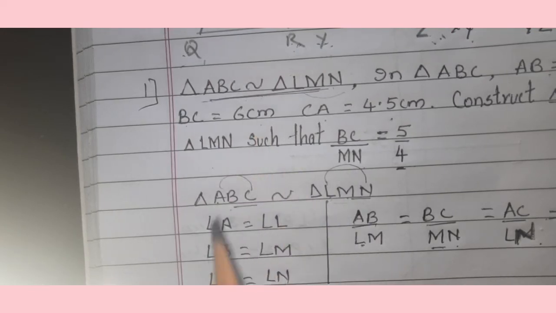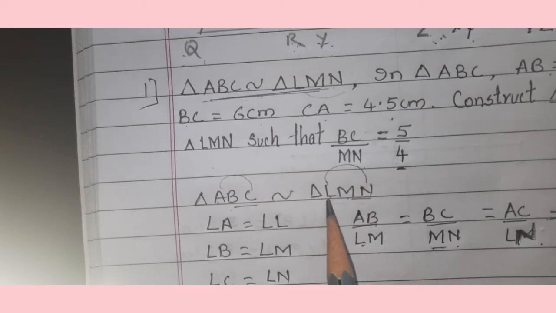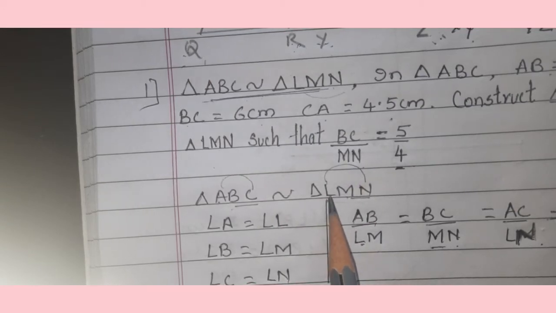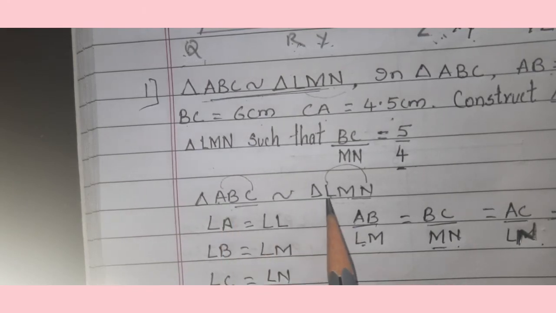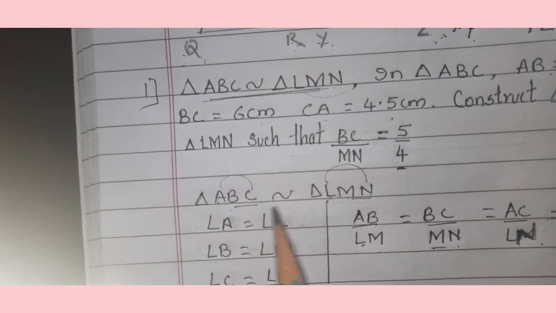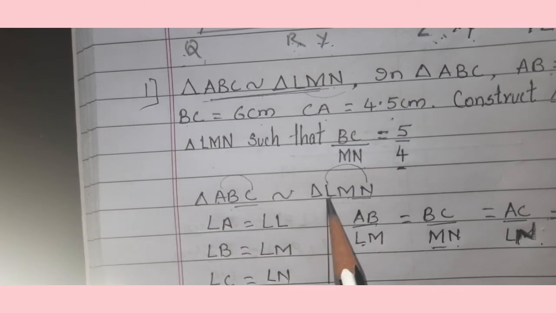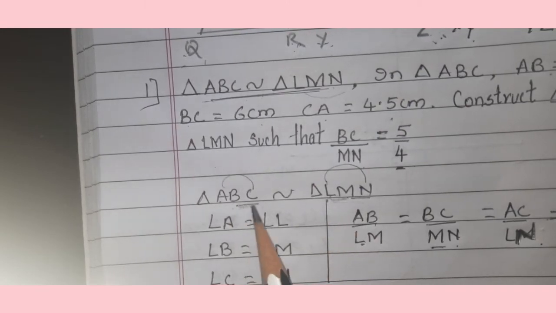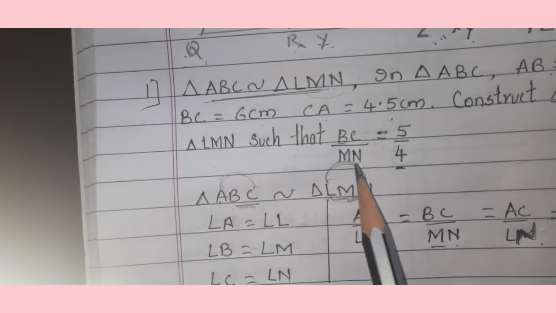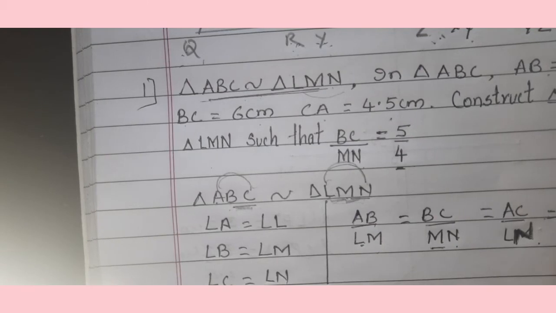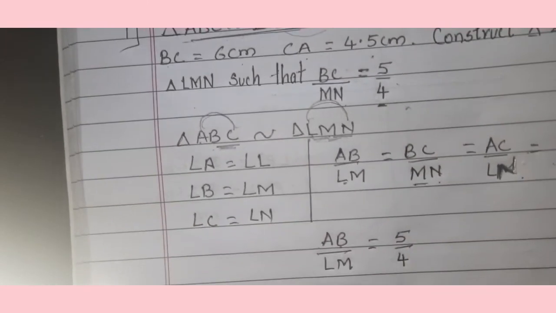On the basis of this, we have to find out the measure of the sides of triangle LMN. Now here, these angles are equal: A is equal to L, B equal to M, and C equal to N. Now the side ratio AB upon LM is equal to BC upon MN is equal to AC upon LN, that is equal to 5 upon 4. On the basis of this, we will find out LM, MN and LN.